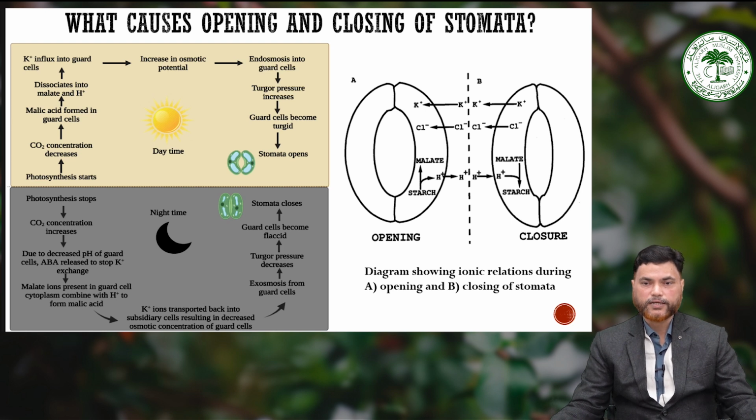This leads to a decrease in solute potential and generally exosmosis is observed, and guard cells become flaccid and stomata close. This is known as the proton transport theory, and at present this is the most acceptable theory for explaining the regulation of stomatal movement.